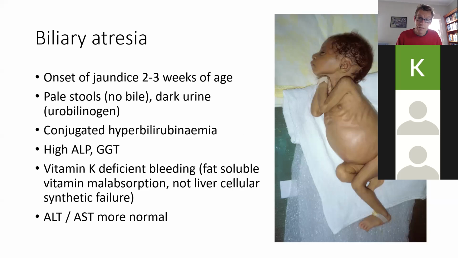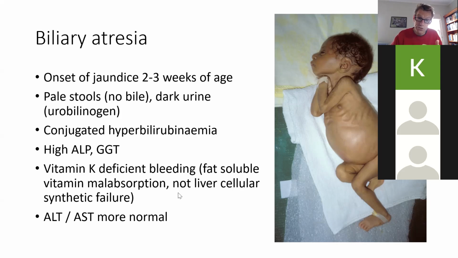And usually these babies often have a coagulopathy, not because their liver hepatocytes are failing, but because their liver should make vitamin K, and that vitamin K is not getting into the bloodstream, and there's no absorption.